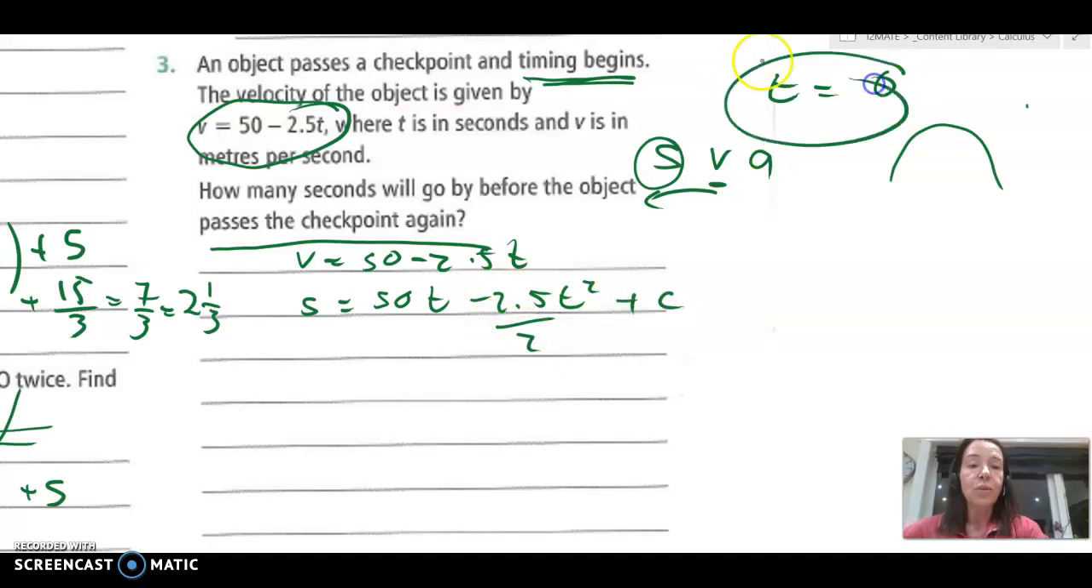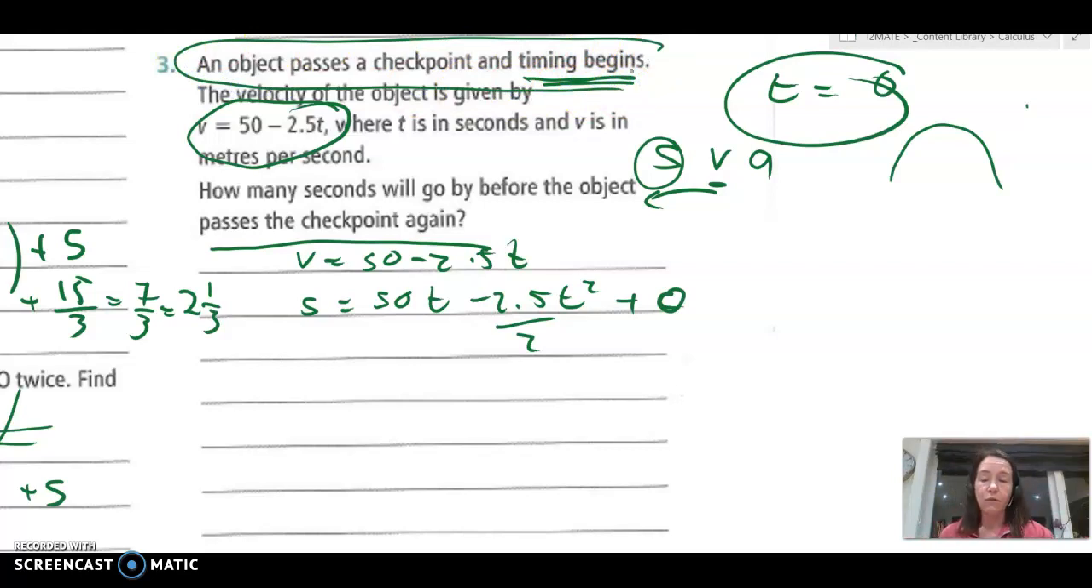But I do know that it started the timing when t was 0, so that my initial distance, when I was passing that checkpoint, I was at that checkpoint. So that will be 0. So that's what this information gave me. There's no line in these that is just for fun. All of the information is pertinent. So if you haven't used something, maybe use a highlighter as you're going through and make sure that you've used all the information. So we know that that c is 0.